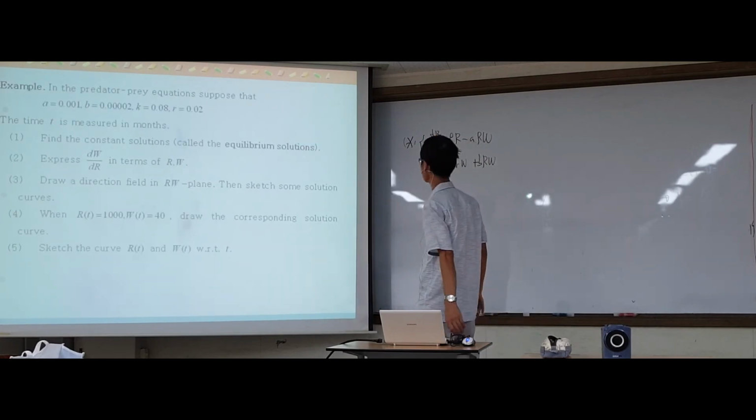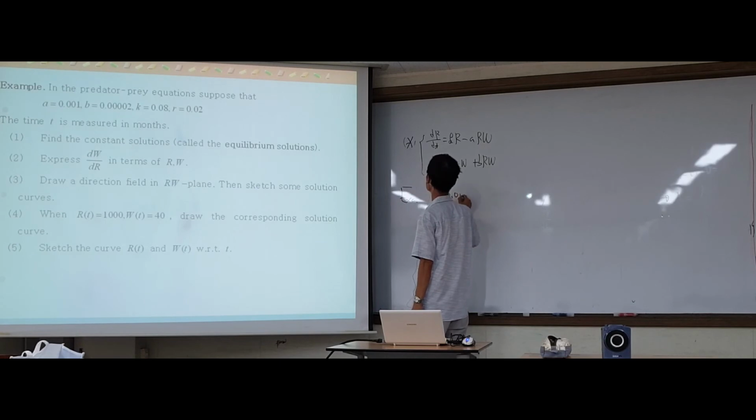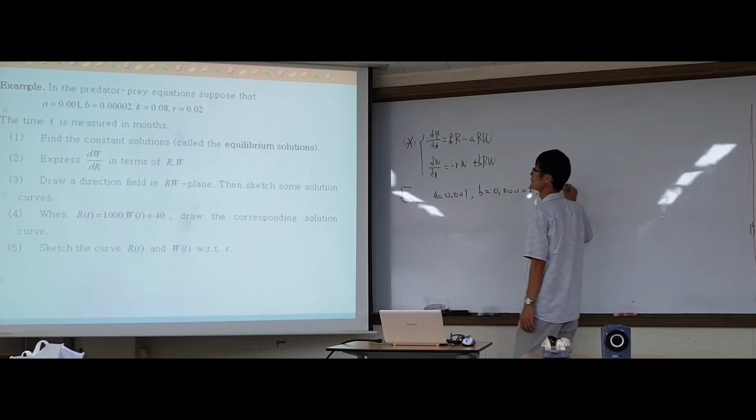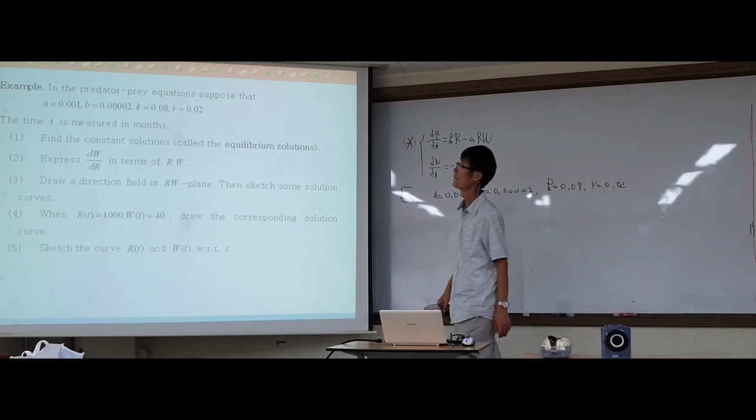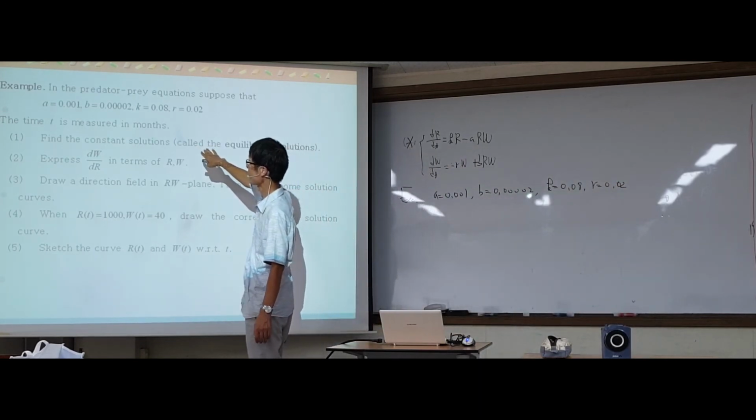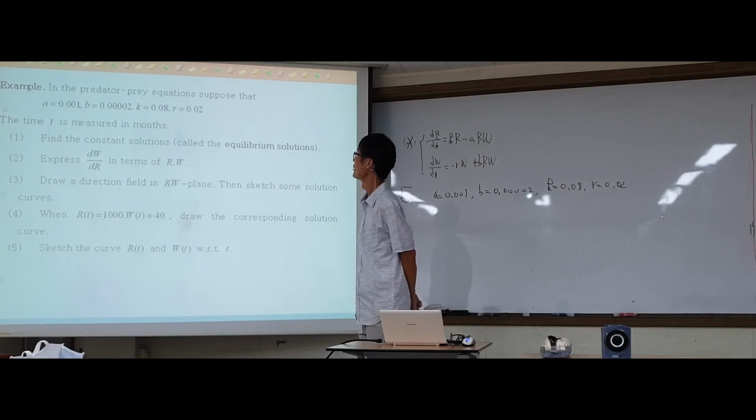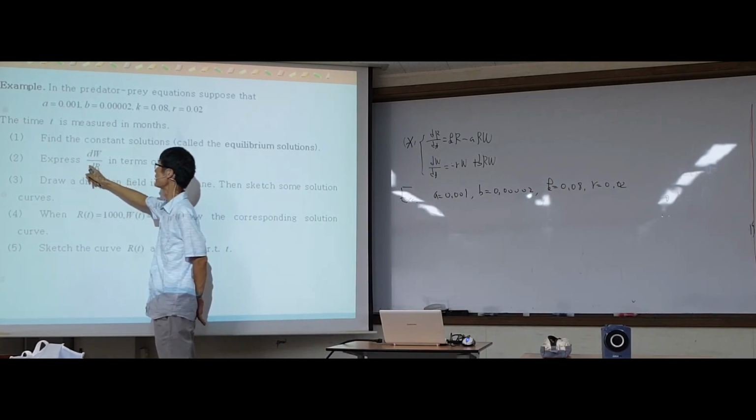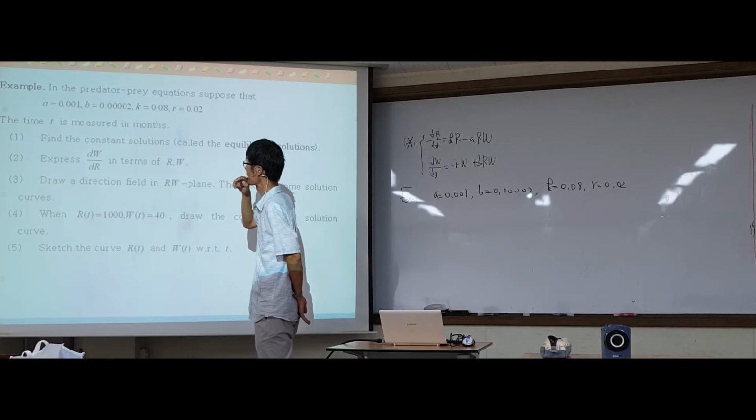For example, in this example, we assume that A is 0.001 and B is 0.0002 and K is 0.08 and R is 0.02. And the time is measured in months, and we want to find the constant solution. The constant solutions are called equilibrium solutions, and we want to express the ratio for dω and dR in terms of the number of rabbits and wolves.